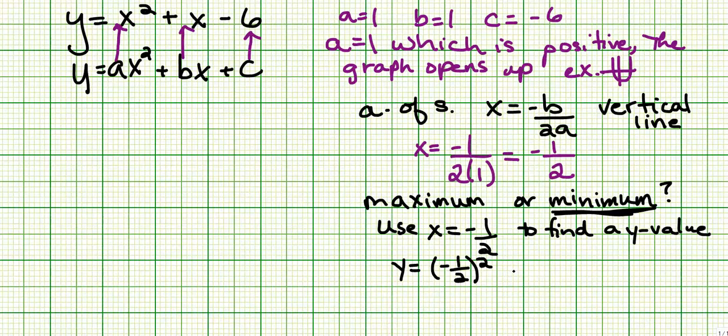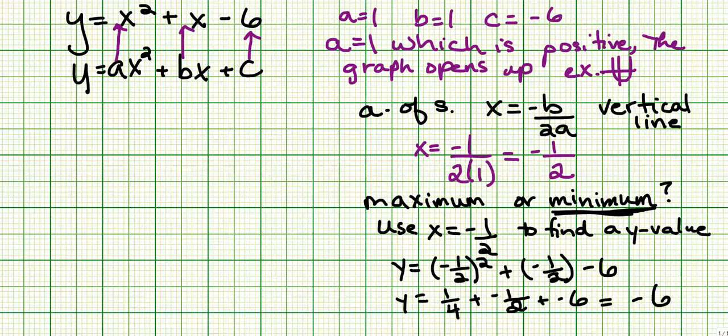So -1/2 plus -1/2, because that's another place for x. So wherever I see an x in the equation, I'm changing it to -1/2 just long enough so that I can find out the other part of my minimum point. So -1/2 squared is going to be a +1/4. And then I've got plus a -1/2. And then here I'm going to put plus -6. So 1/4 plus -1/2 is -1/4. -1/4 plus -6 is going to equal -6 1/4.